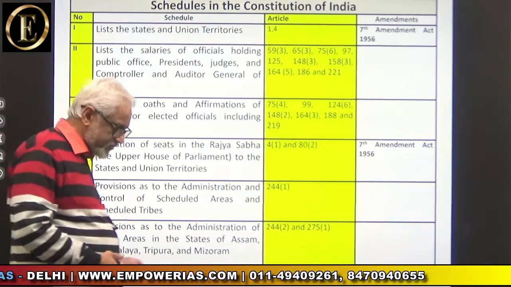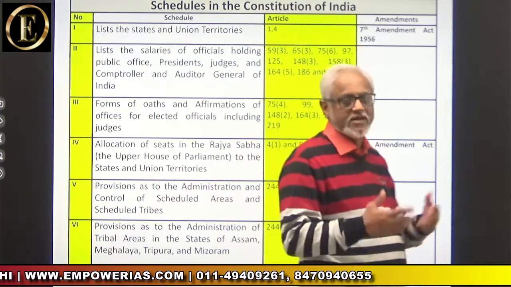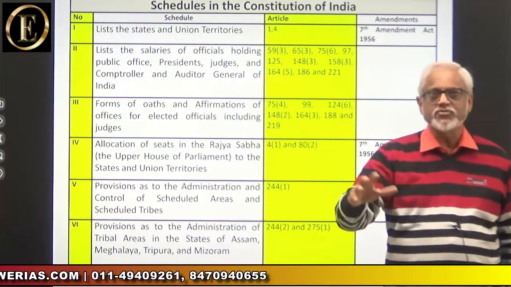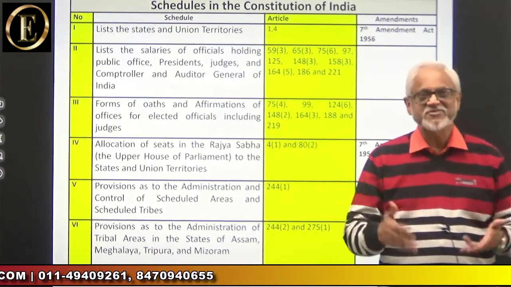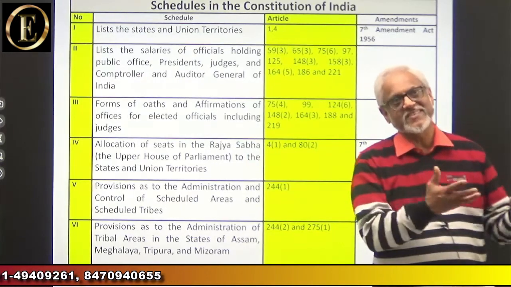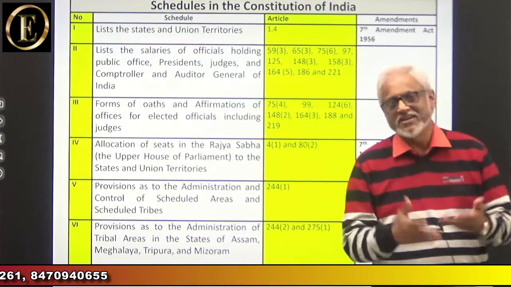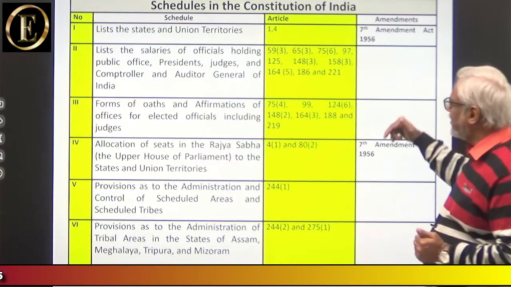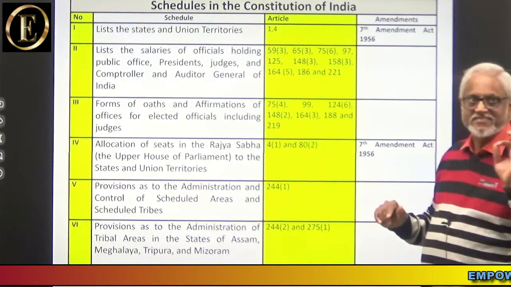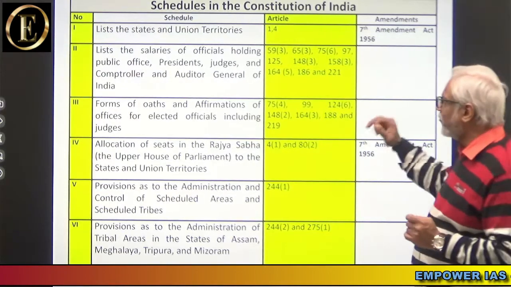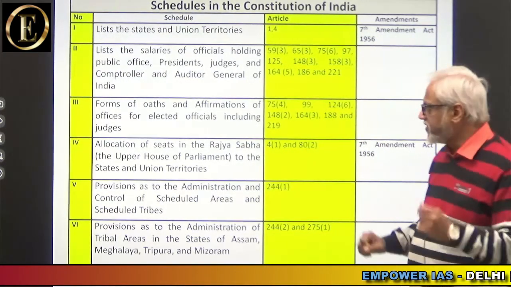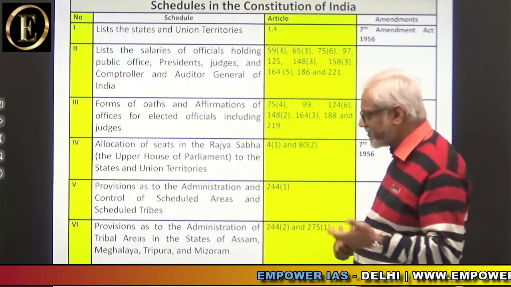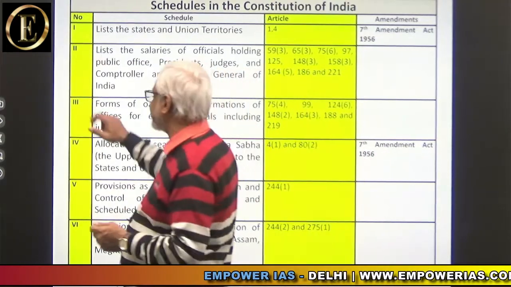Again you apply common sense. If there are no states, no union territories, then how can the representatives of those states be decided? So it has to come along when the states and union territories are defined. Definitely both of them came with the 7th Amendment. So two schedules were added with the 7th Amendment of 1956: one is the list of the states and union territories, another is the allocation of seats in the Rajya Sabha. These are all interlinked, it's very common sense, and these are the tricky areas too.